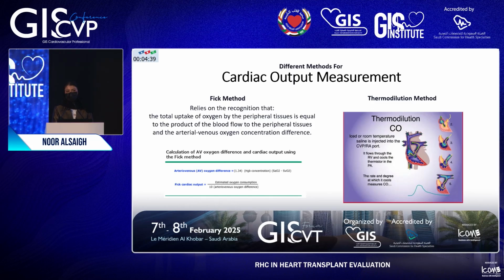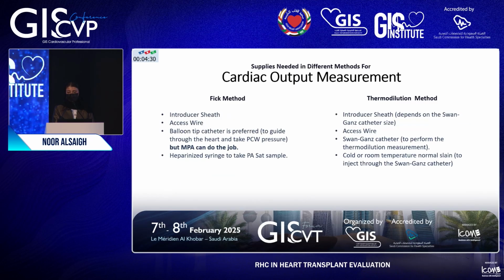It means if the temperature changed rapidly, the patient has a high cardiac output, and if the temperature changed slowly, it means this is a low cardiac output. What are the supplies needed for these two procedures?